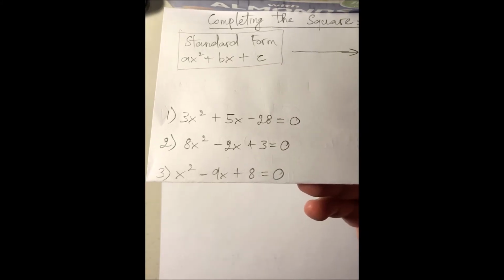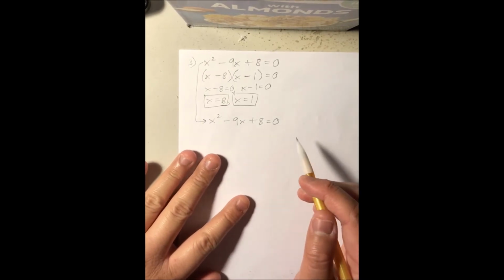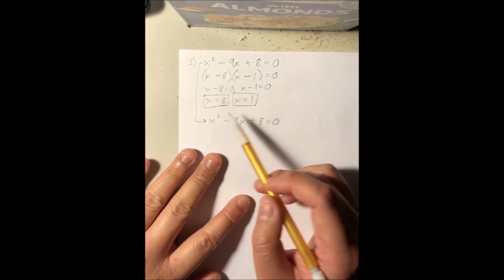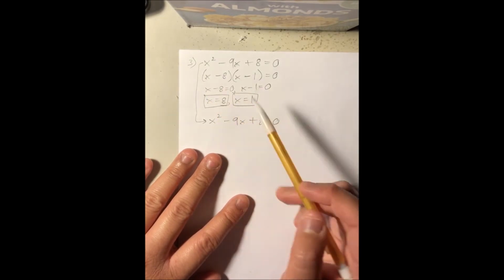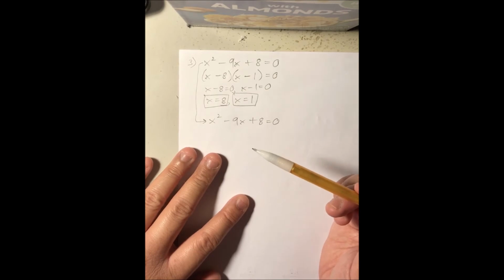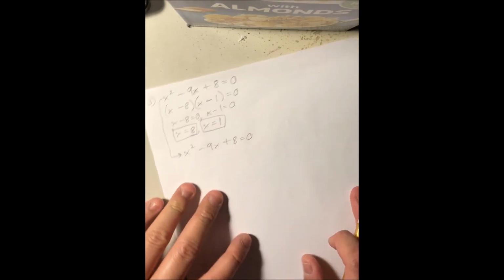Alright, last example of completing the square, number 3. Now in number 3, if you notice, it is actually a factorable quadratic equation. So by factoring method, x equals 8 and x equals 1 are actually both the solutions of this equation. But let's just say we want to solve by completing the square.